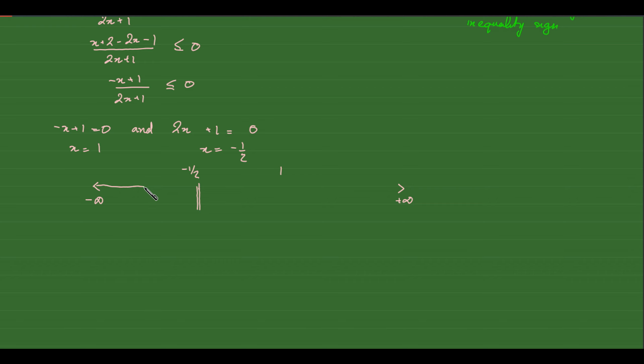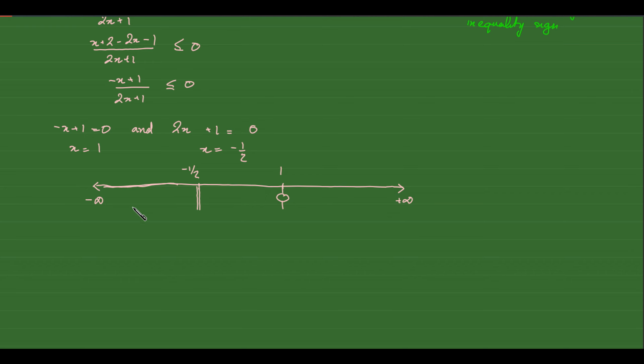I'm sorry, I just deleted it accidentally, so I'm going to have to redraw it again. Okay. So at 1 over here it is still 0, so I'm going to put 0 here. Okay. So you see that my two values over here divide the whole number line into 3 parts.